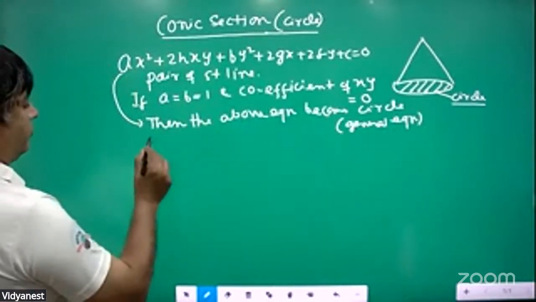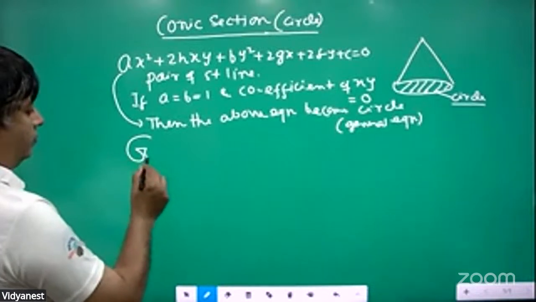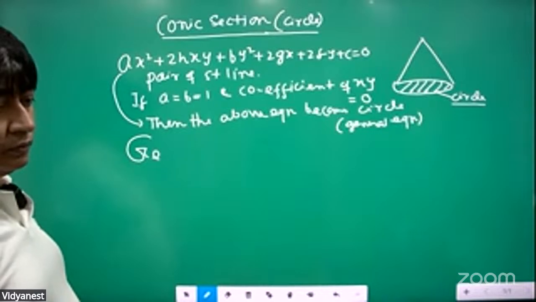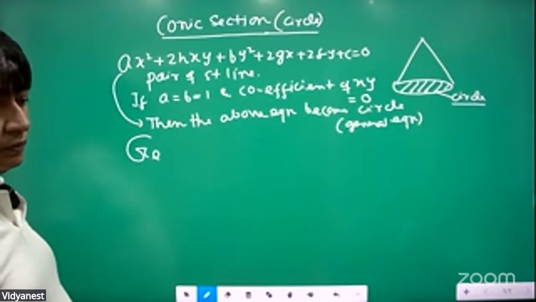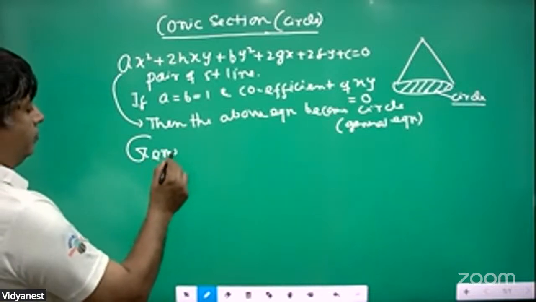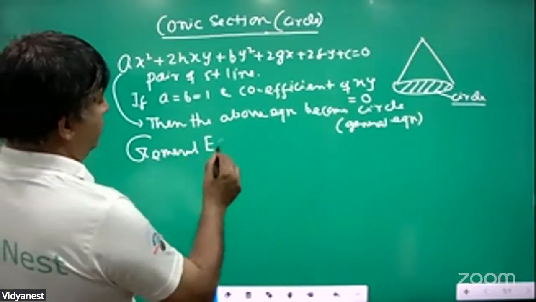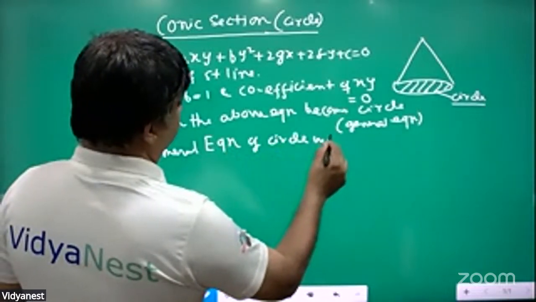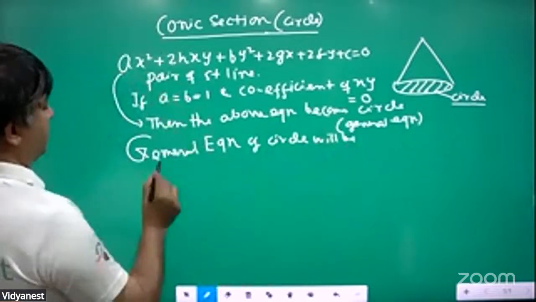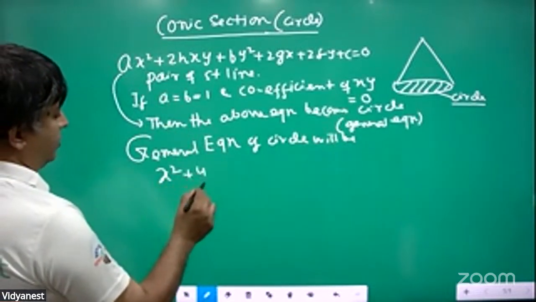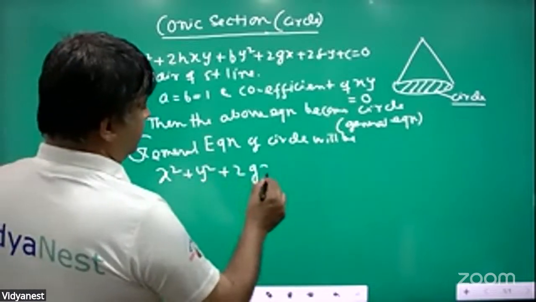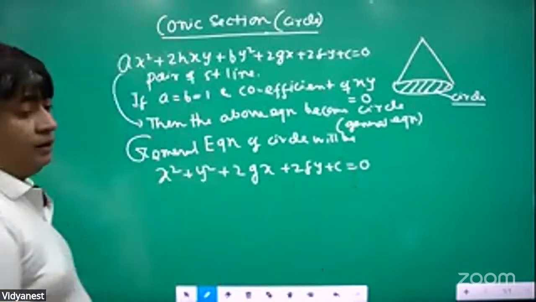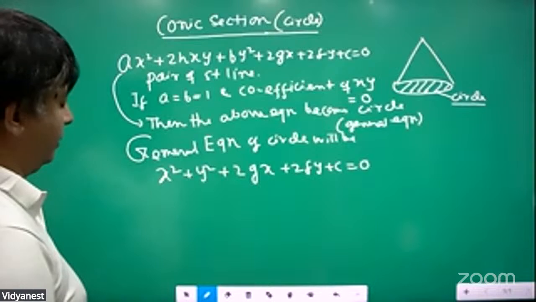So, the general equation of circle will be x square plus y square plus 2gx plus 2fy plus c is equal to 0. That is the general equation of the circle.